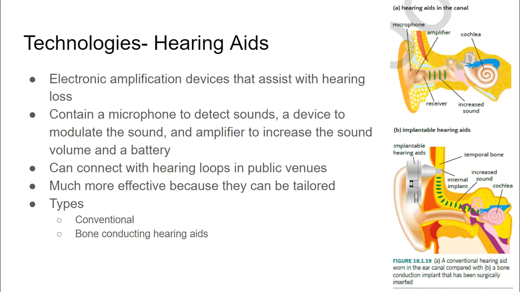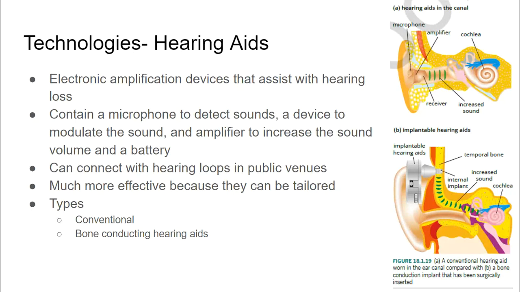We then look at hearing aids. So these are electronic amplification devices that assist with hearing loss. They have to contain a microphone to detect sounds. They contain a device to modulate the sound, and then an amplifier is used to increase the sound volume, and these are usually powered by a battery.